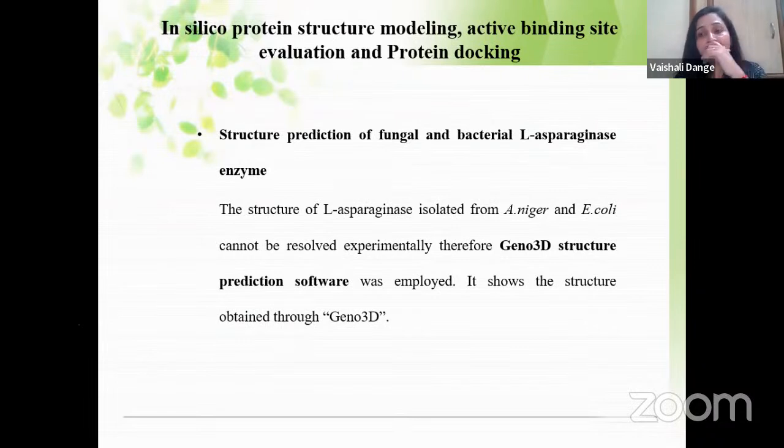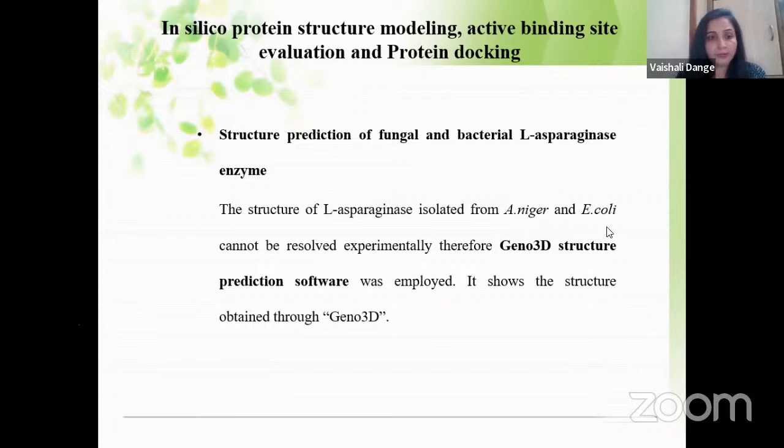In that, I will tell you in about 10 minutes what I did. Structural prediction cannot be done in a lab or in a test tube. We don't know what structure the enzyme has, but with the help of a bioinformatics technique, the Geno 3D prediction software, I predicted the structure of the enzyme that I isolated from the fungus Aspergillus niger. I compared that structure with E. coli, which is available in that software. Geno 3D is the structure prediction software, and different enzyme structures are available in it. You can see online.